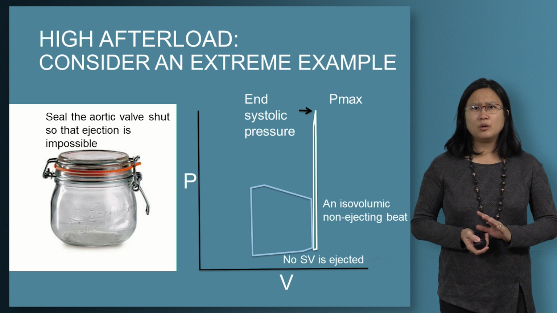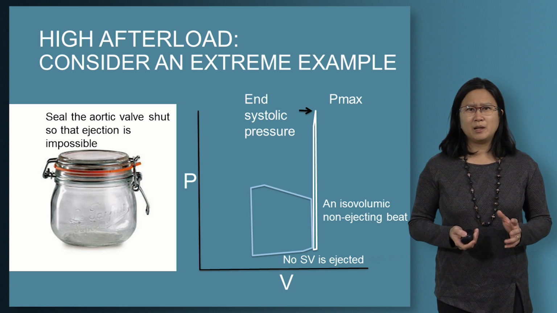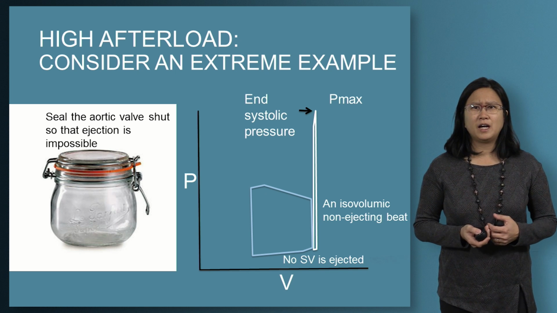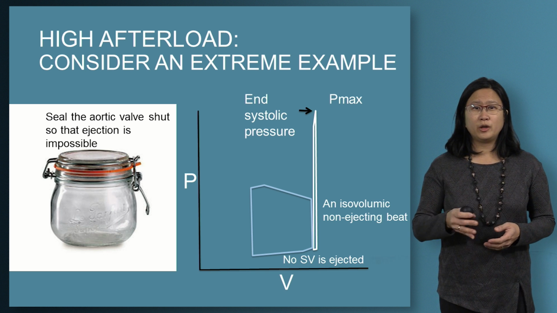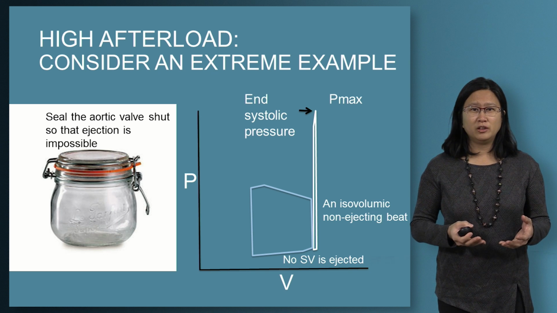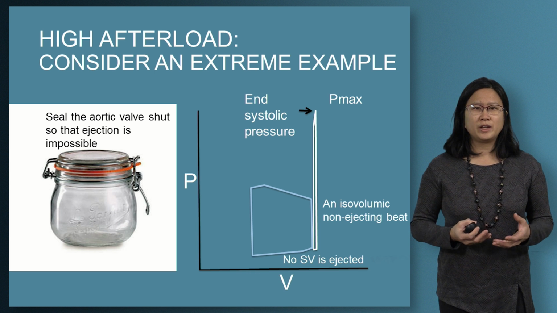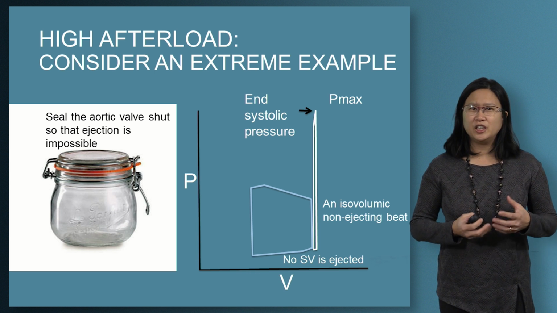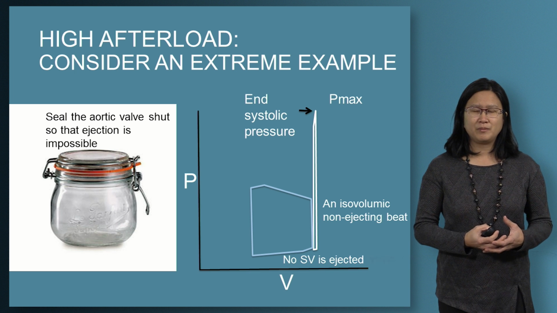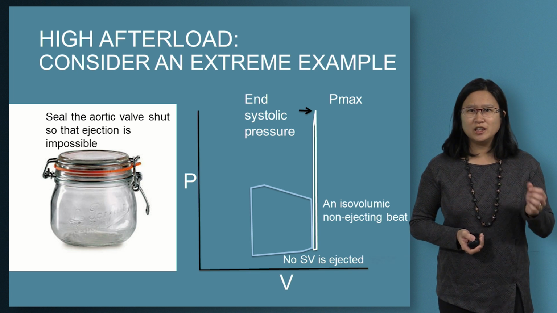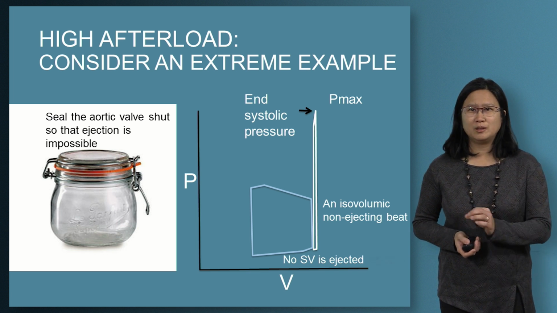So I'm going to start with an analogy or an extreme example to try and get you to think about afterload. Let's say we sew or seal the aortic valve shut, like a jar, which we lock, so that no matter how hard we squeeze, ejection is impossible. We can't eject any blood. This is known as an isovolumic, non-ejecting beat.